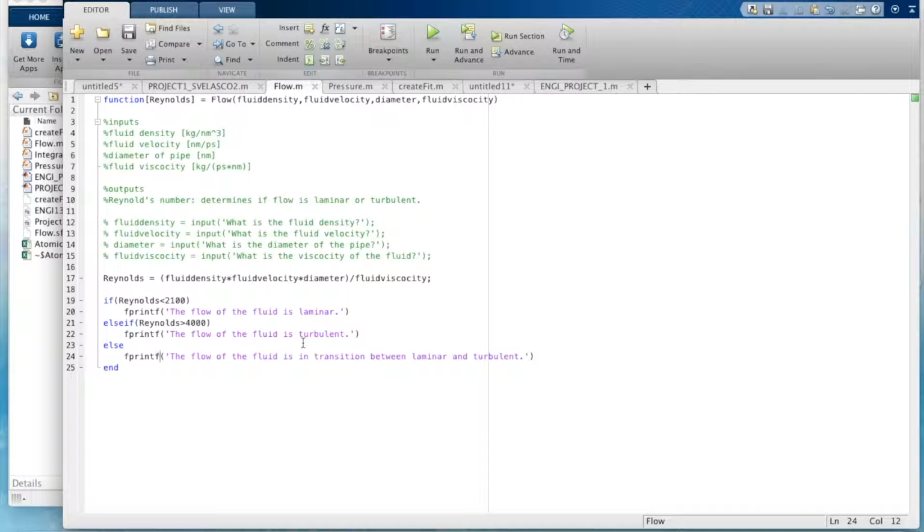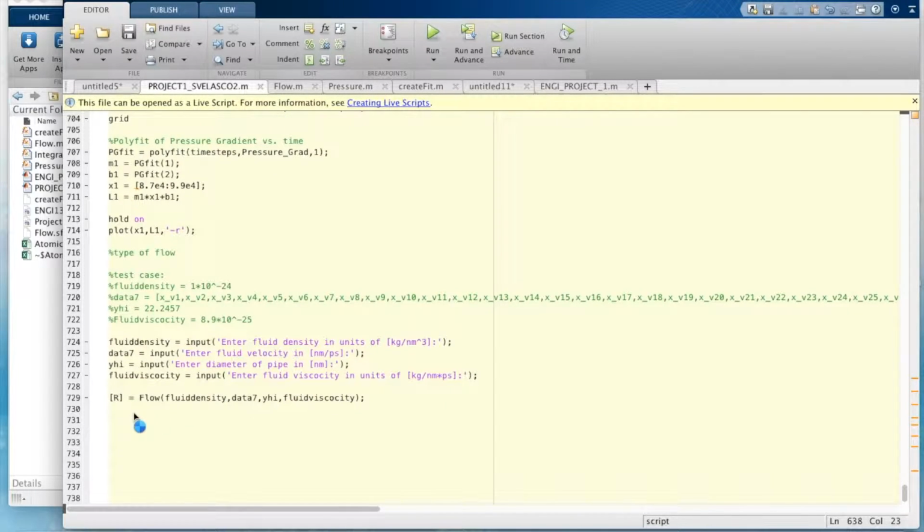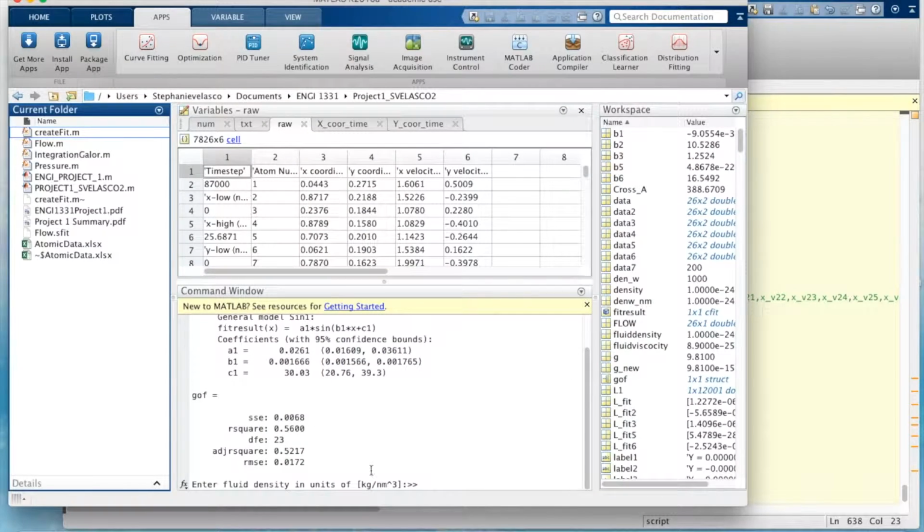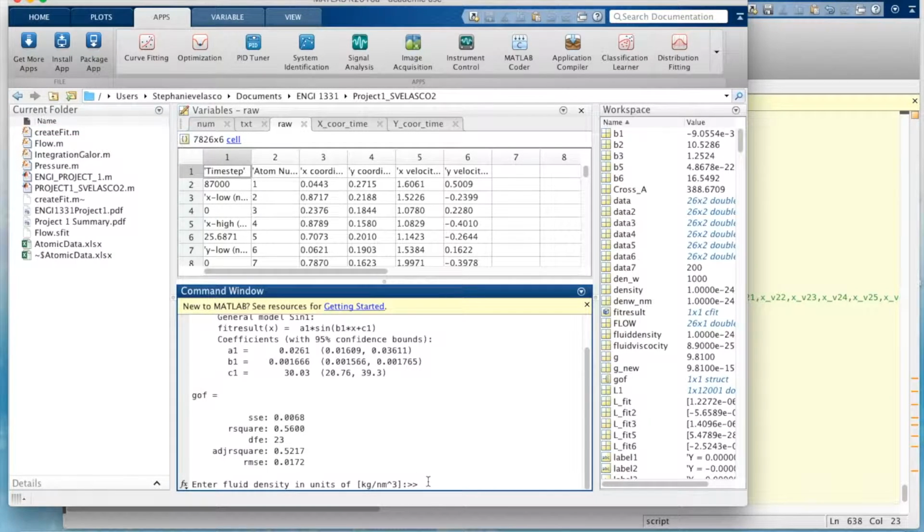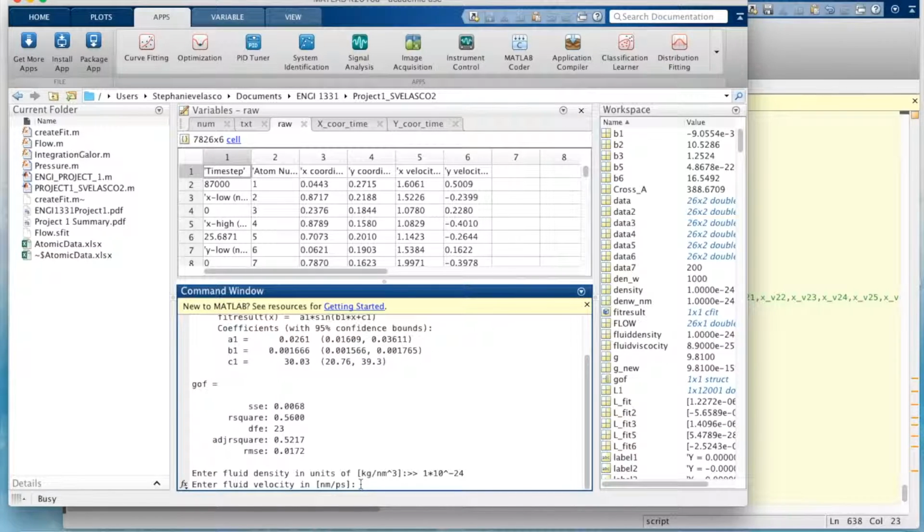And for our water filter, we need to get a laminar flow, because a laminar flow would mean that the water molecules aren't going crazy, and it would mean that the velocity isn't as high. So that would mean that we would be able to block out the unwanted molecules and filter out clean water. And so we'll do a test case. We'll do a laminar flow first. So the density of the water is 1 times 10 to the negative 24 kilograms per nanometers cubed. And we need to keep all of the units constant.